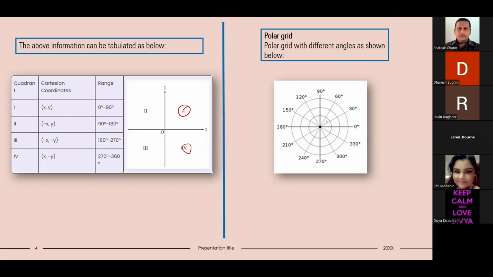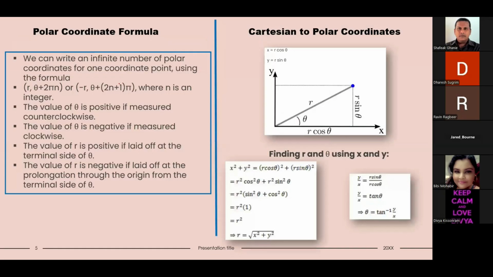This here is a diagrammatic representation of the polar grid. As you can see, this here is the pole. These are several polar axes radiating outwards, and they have the various angles at which they lie. Again, this here is the pole, and the line radiating outwards is the polar axis. And the displacement here is theta, the displacement from the positive x-axis.